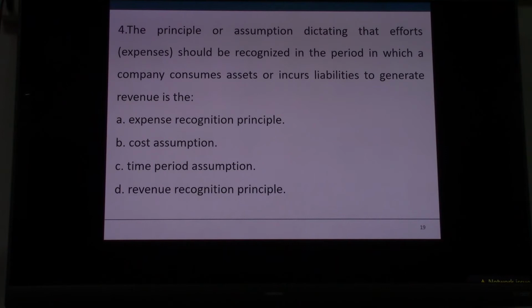Question number 4. The principle or assumption dictating that efforts, expenses, should be recognized in the period in which a company consumes assets or incurs liabilities to generate revenue is letter E, the expense recognition principle. B, cost assumption. C, time period assumption. Or letter D, revenue recognition principle. So the principle or assumption dictating that expenses should be recognized in the period in which we consume these assets or incur liabilities. Of course, this is matched with revenue. Expense, letter E, expense recognition principle.